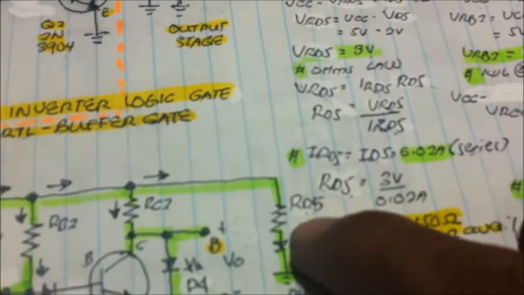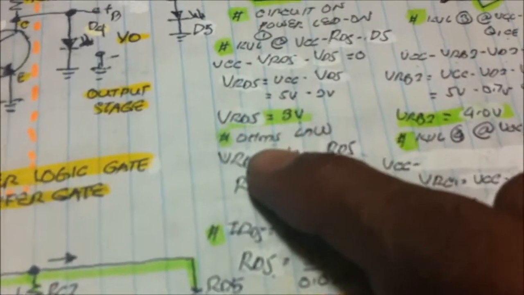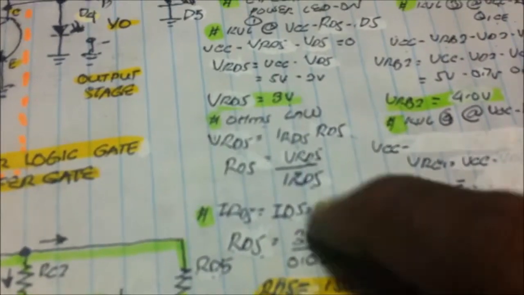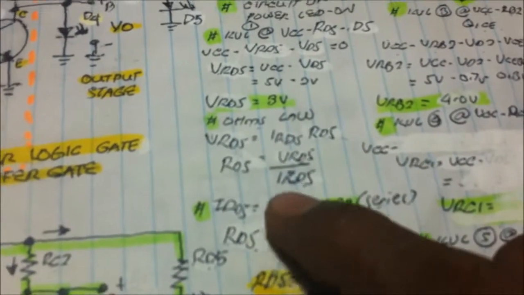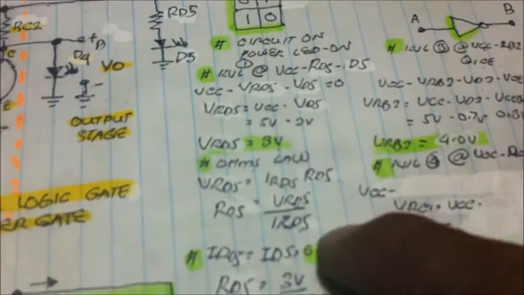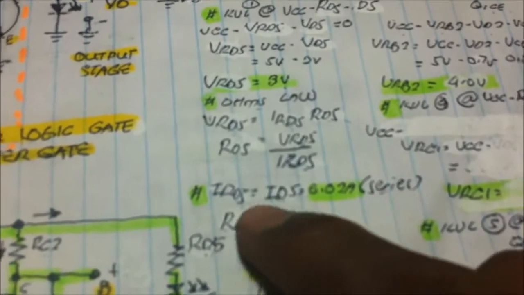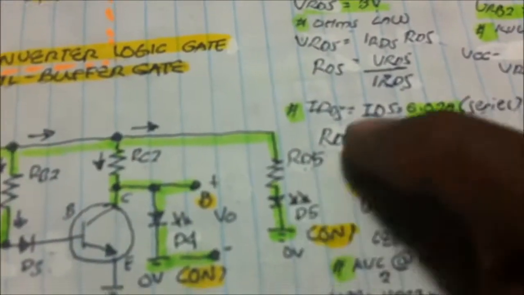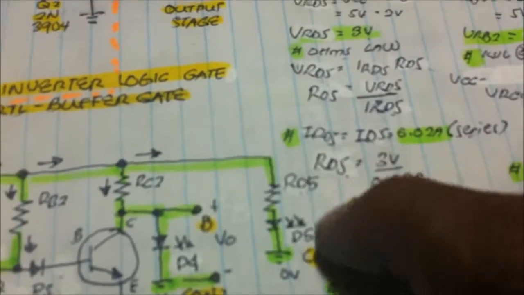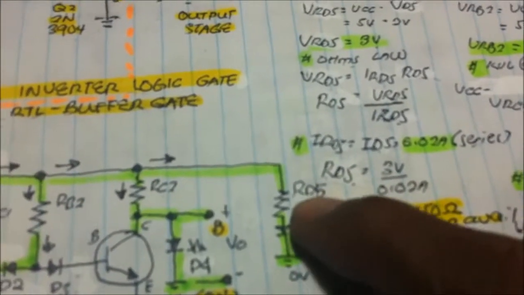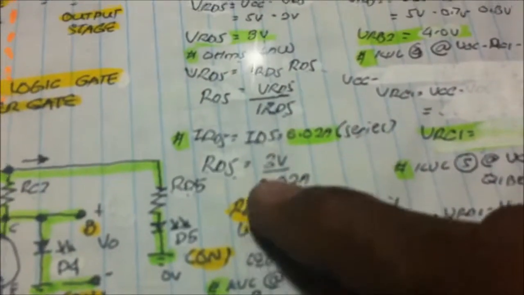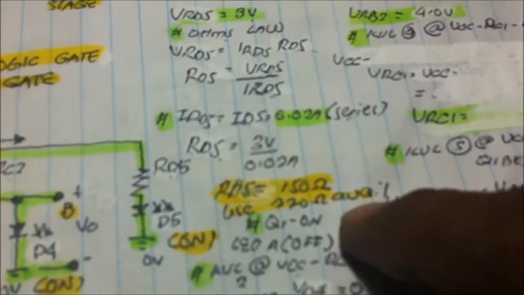In here, since the current is in series, we're now going to use Ohm's law. The voltage at RD5 is equal to the current times resistance. RD5 now is 3 volts divided by 0.02. They are in series. Current in series is equal. The current of the LED given in the data sheet, 0.02, is equal to the current at RD5. So we got now 150 ohms, but I used 220 ohms, my available resistor. That is the first KVL.